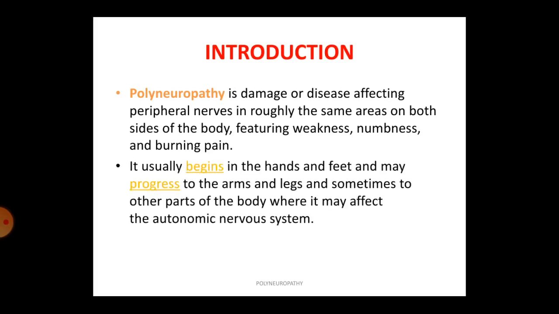Now, generally it begins at the distal organs. So, generally it starts with hands or feet involvement. Gradually it progresses proximally. Okay, so it may start involving arms as well as legs. Sometimes it also spreads to other areas of the body where it may affect our autonomic nervous system.